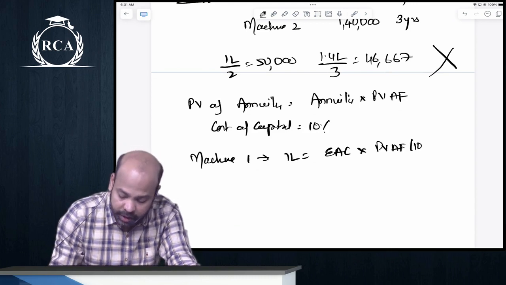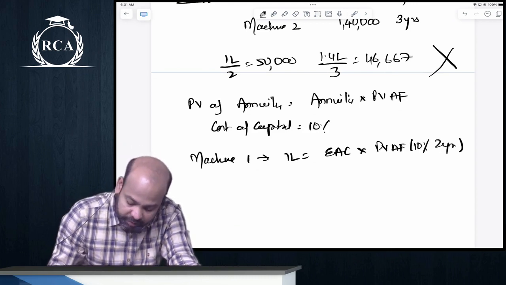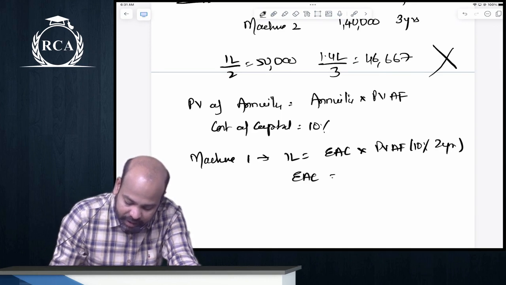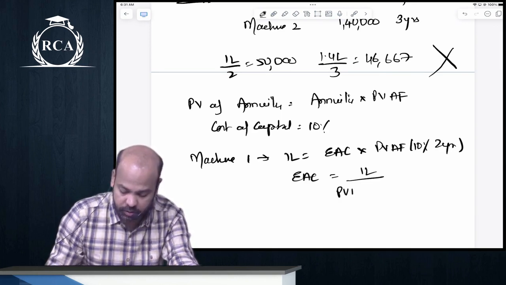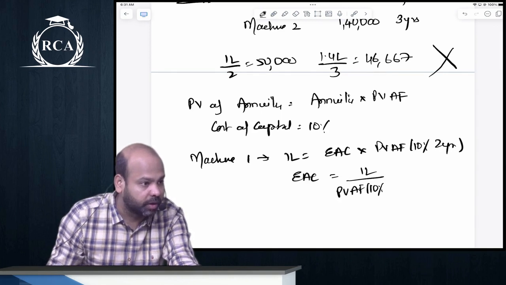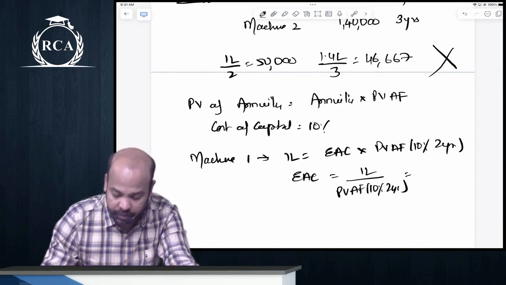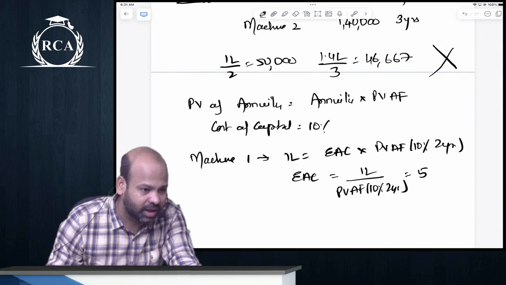10% for 2 years, guys. You will divide 1 lakh by the present value annuity factor at 10% for 2 years. How much is it? 57,000.